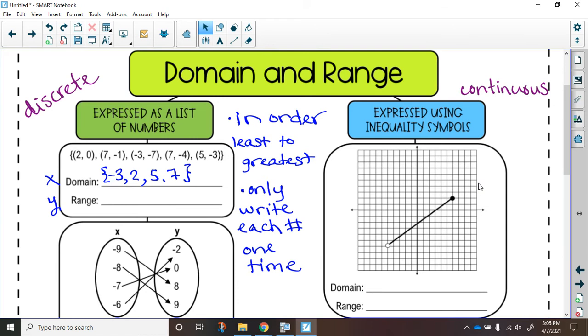So if we go back and we're going to write our range, again going from least to greatest, our smallest y value is going to be -7. And then I see -4, -3, -1, and 0. This list is longer for our range because none of the numbers repeated.